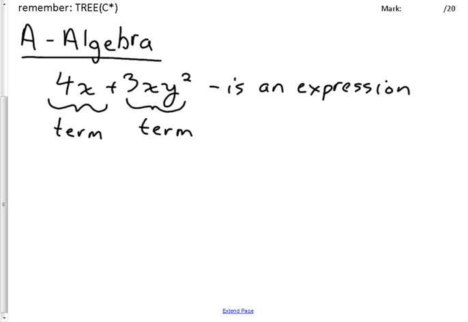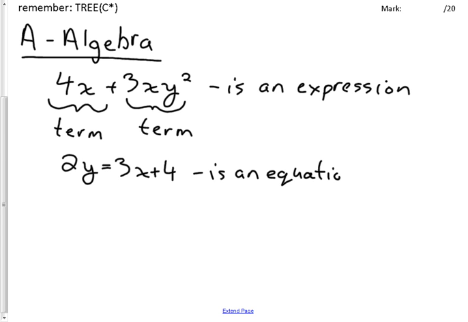We also learned that if we had something like 2y equals 3x plus 4, because this had an equal sign in the middle, we called this an equation. Okay. Why was it an equation? Because of the equal sign. So let's just say because of equal sign.